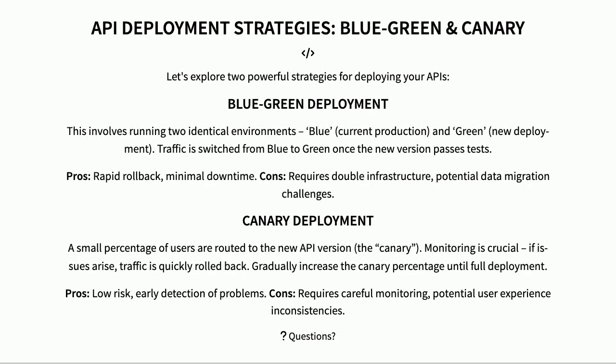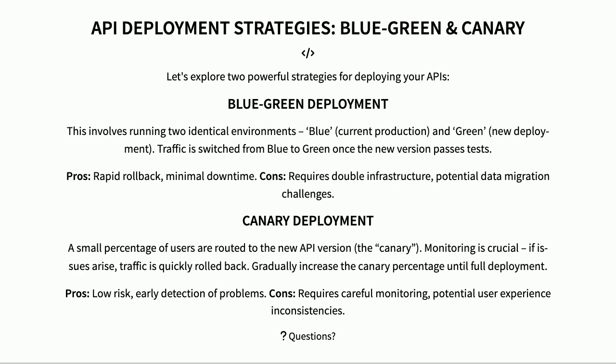Okay, let's talk about getting your API live. We have two really effective deployment strategies, Blue-Green and Canary. Blue-Green is like having a backup ready to go. You're running two almost identical environments, one currently serving users, the Blue, and another with the new version, Green. When everything checks out after testing, you smoothly switch all traffic over to the Green environment. It's fantastic for quick rollbacks if something goes wrong, but it does mean you need twice the infrastructure.